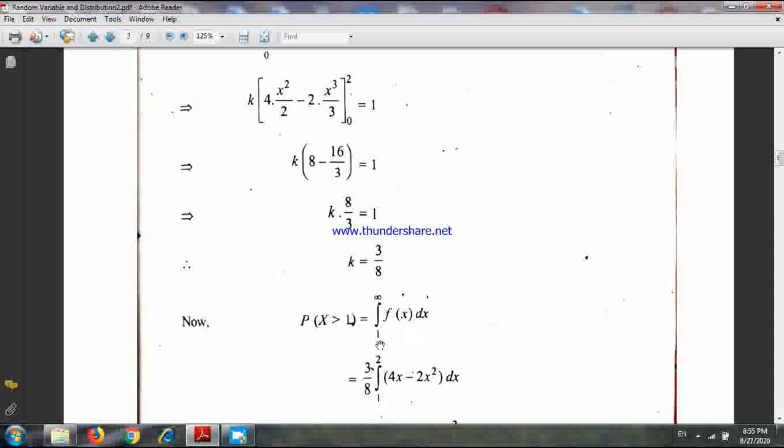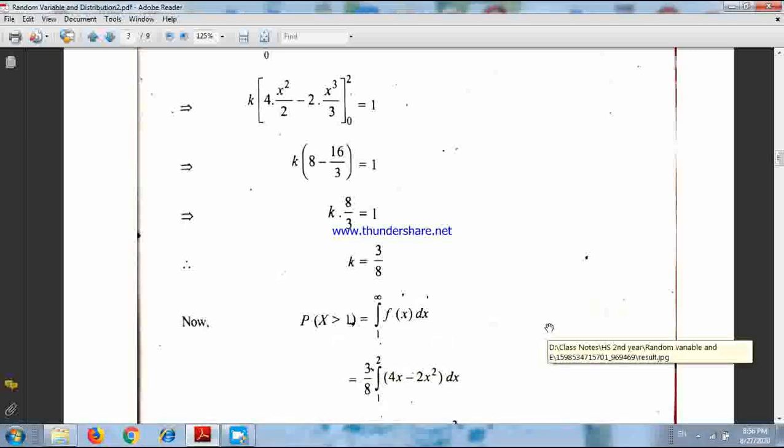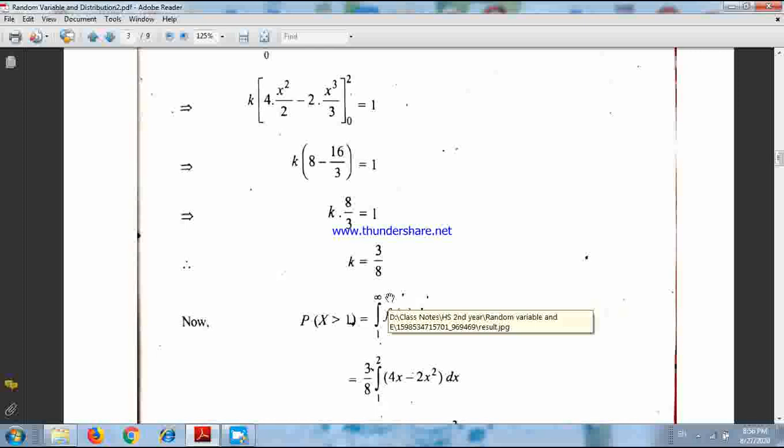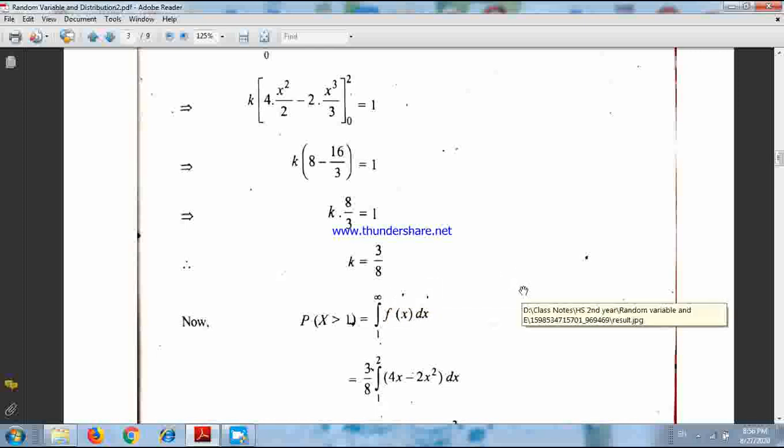Now what to find? To find the probability x greater than 1. Probability x greater than any constant, say k or c or d, is integration. Here the lower limit will be 1 because integration x greater than 1. And what is the upper limit? Upper limit is again infinity because the function is defined in the interval minus infinity to plus infinity.